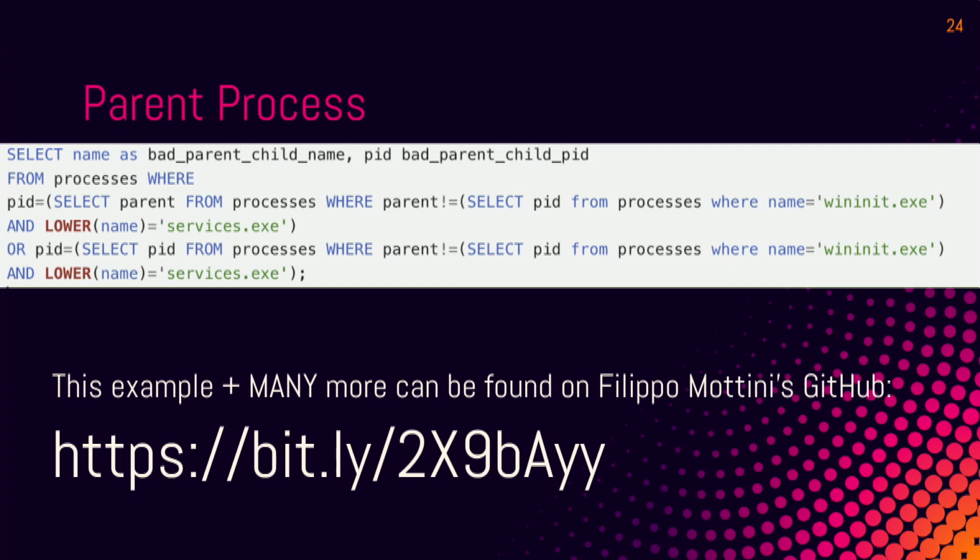So instead of doing a bunch of queries for when winInit's parent is, or when services' parent is winInit.exe, you actually don't care about that, right? That's expected. You want to know when services is not being spawned by winInit. So basically, you'll do where the parent not equal, the process that has the name winInit.exe.